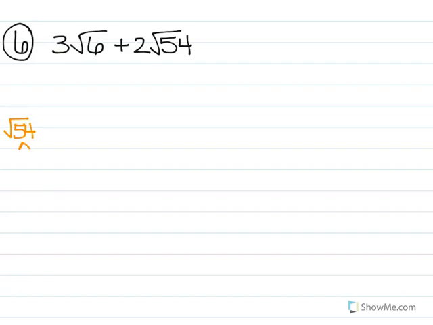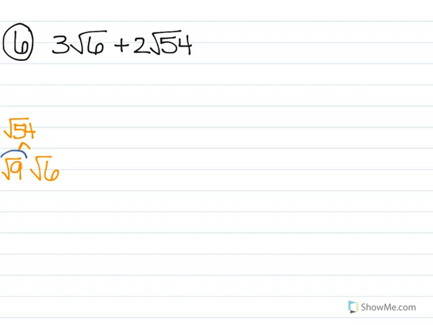Okay, number 6 is going to be 3 radical 6 plus 2 radical 54. Now, we know that 6 can't be simplified in the radical, but 54 definitely can. So if we break down 54 into factors where a perfect square can go into 54, we will have radical 9 and radical 6.